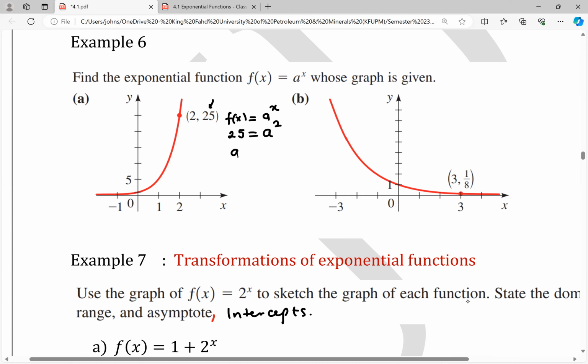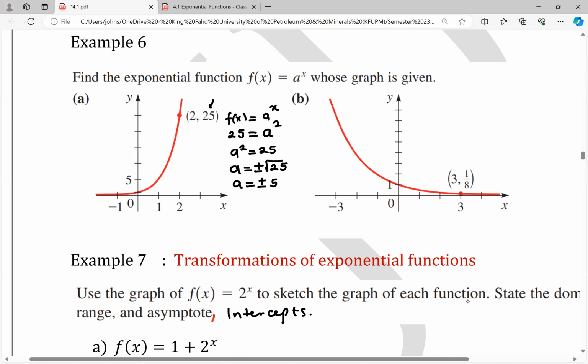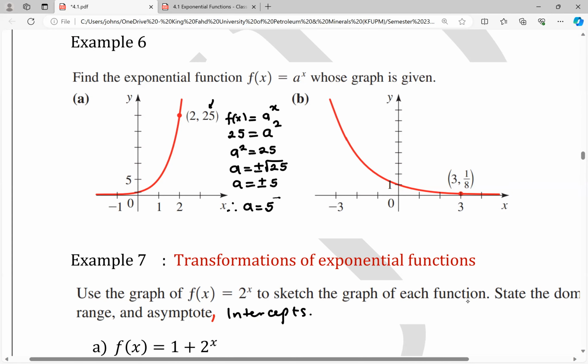So it means that a squared is equal to 25. So a is going to be plus or minus the root of 25. And that means a is plus or minus 5, right? But because a has to be greater than 0, we just take a to be equal to 5. So it means this graph represents 5 to the power x.